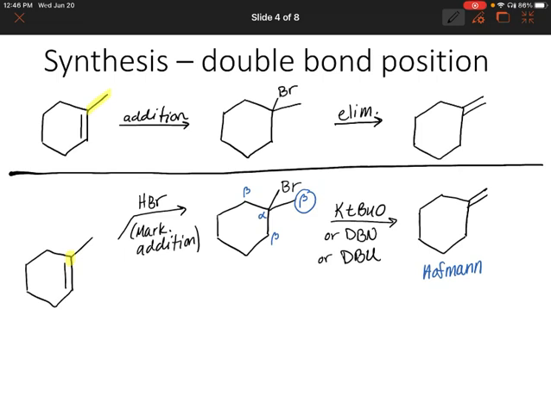All right, now what if we want to add bromine to the less substituted carbon on that initial double bond? How would we do that? Well, we would still use HBr, but what do we need to make sure that it's anti-Markovnikov? Peroxides.